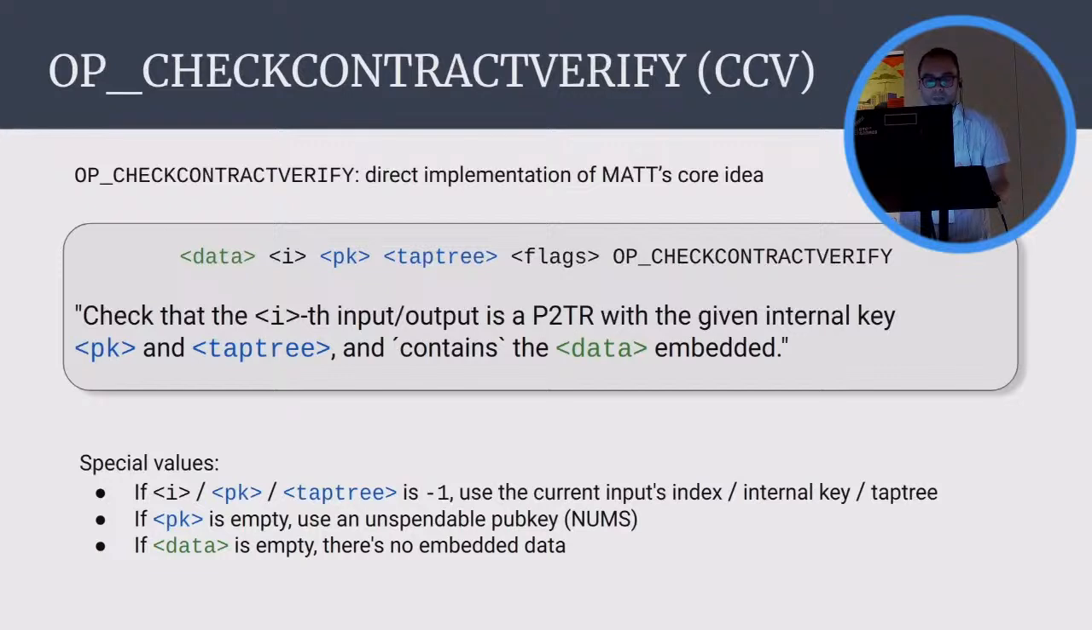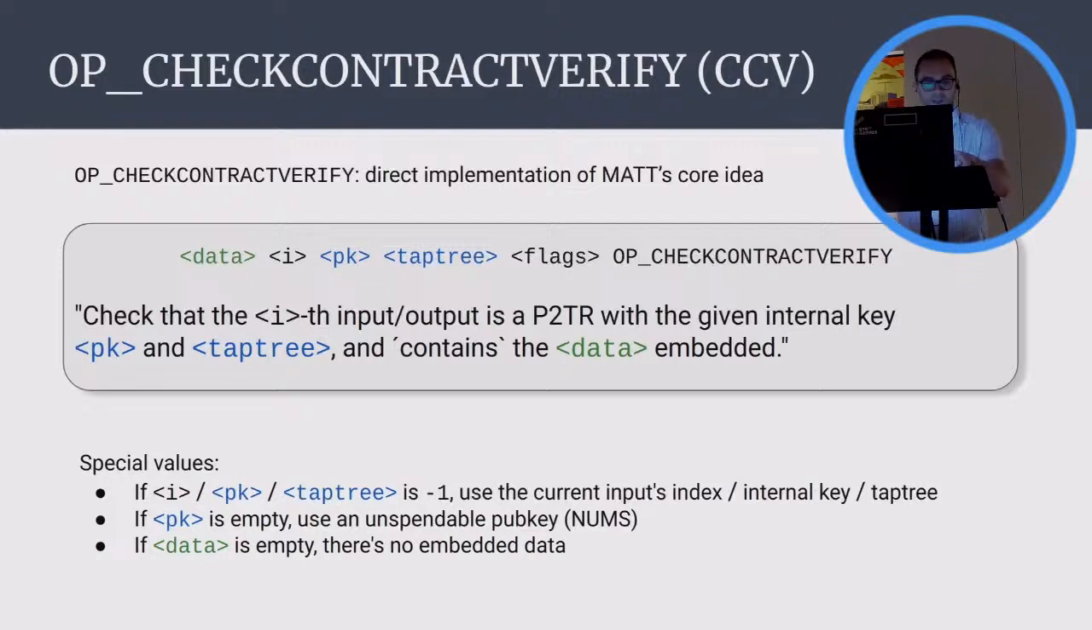But yeah, it works with quite a simple approach. We don't require big changes to implement this kind of thing. And there are some other special values that you can see below that have special meaning, like default values. If you put -1, it usually refers to the current input, and you can use that for the index, or for the internal key, or for the top tree.